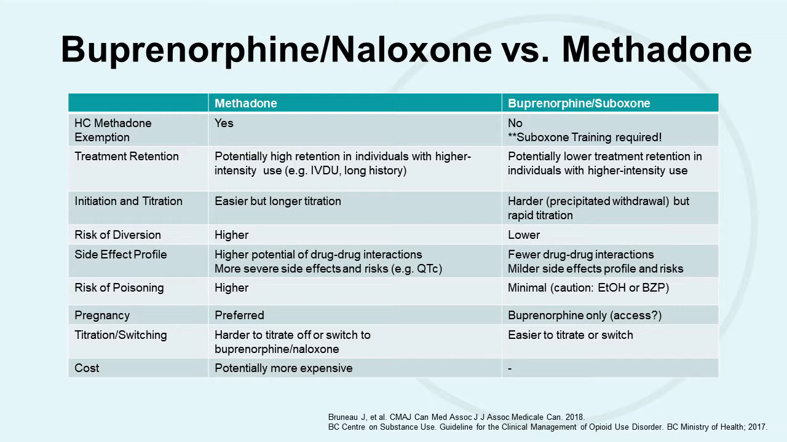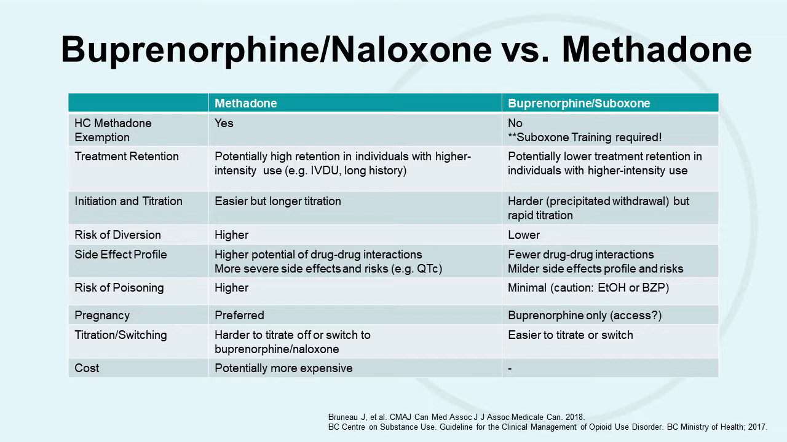Methadone has higher treatment retention in individuals with higher intensity use, for example, intravenous drug users or those with a long history of addiction, compared to buprenorphine and Naloxone. Methadone is initially easier to start because the patient does not have to be in active withdrawal. Titration to the target dose is much slower due to the long half-life of methadone and because you have to manage its potential toxicity. CPSA also has strict guidelines on the frequency of dose escalations.